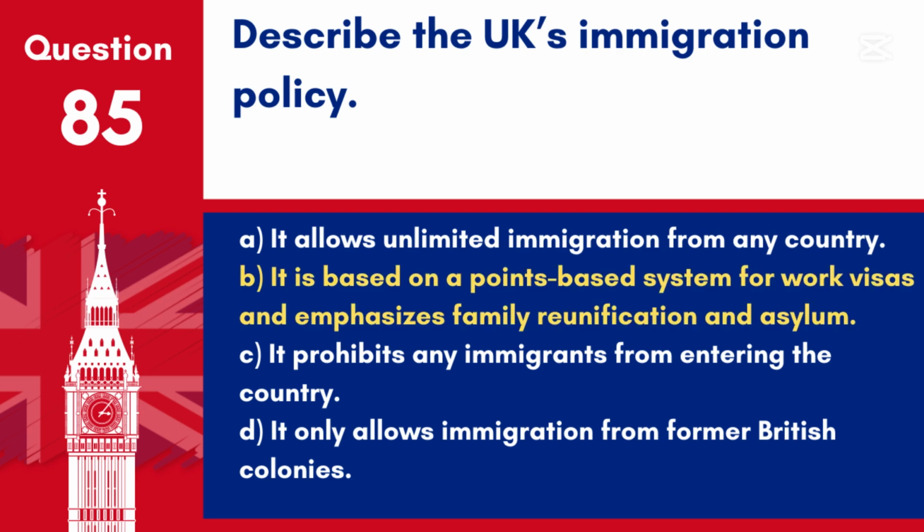Answer: B. It is based on a points-based system for work visas and emphasizes family reunification and asylum. The UK's immigration policy includes a points-based system for economic migrants, alongside provisions for family reunification, refugees and asylum seekers, reflecting its complex approach to managing immigration.